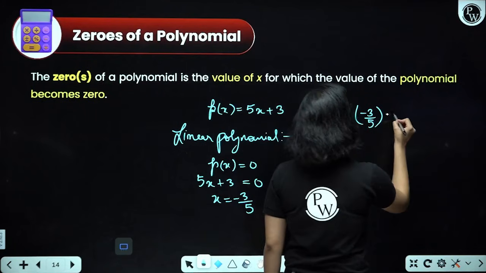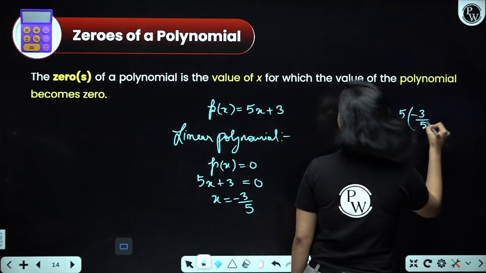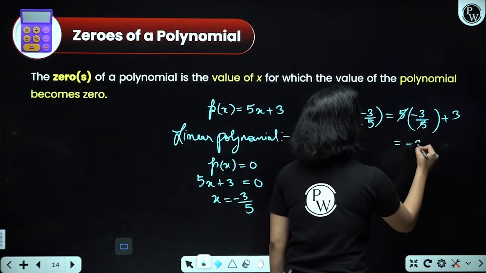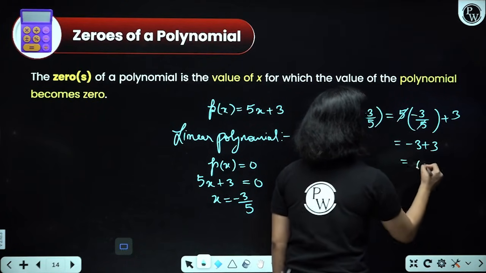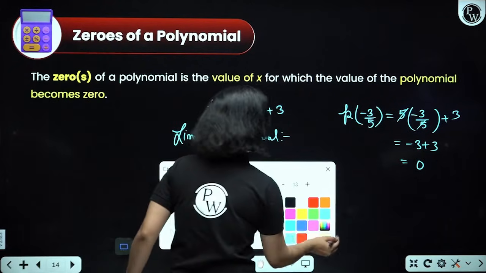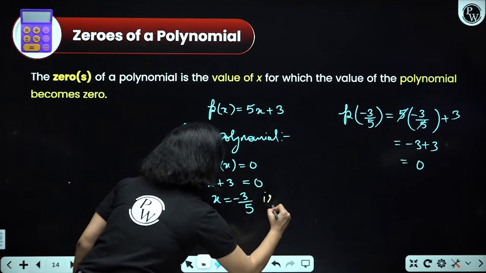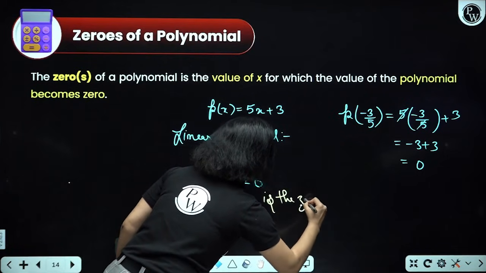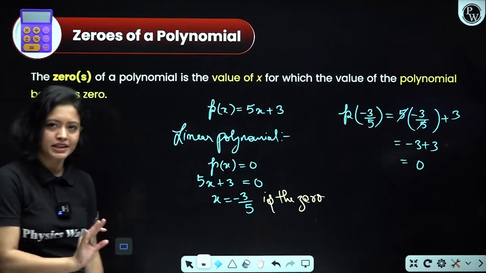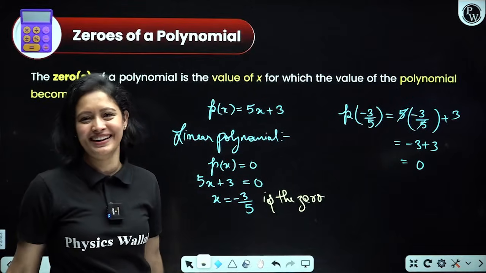So, p of -3/5 would be what, everyone? 5 into -3/5 plus 3. 5 and 5 get cancelled. We have -3 plus 3 and we have 0. See? So, we will say that -3/5 is the zero of the polynomial. Okay? Simple, basic. I think for linear polynomials, zeros are the easiest to find.